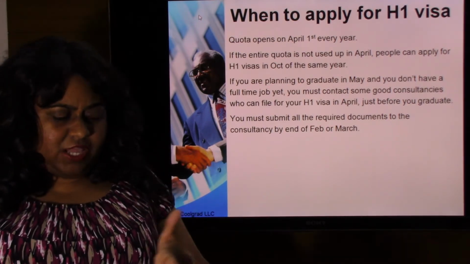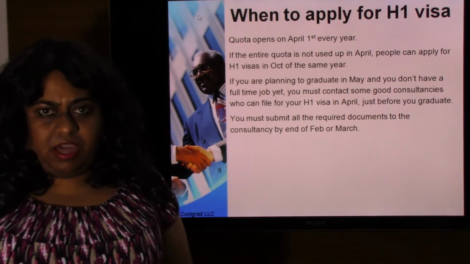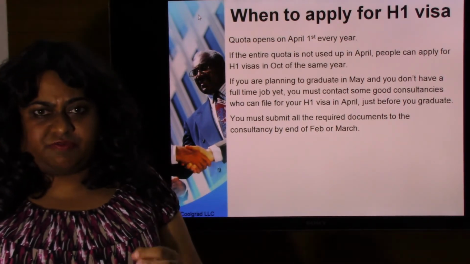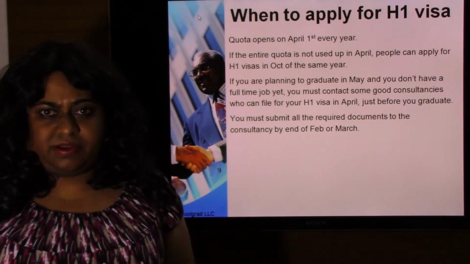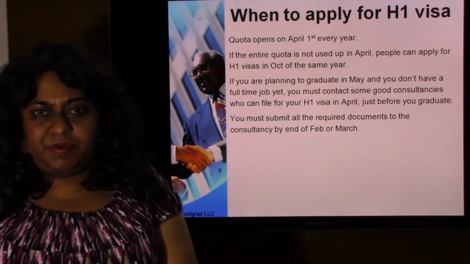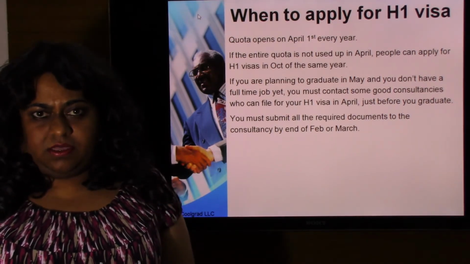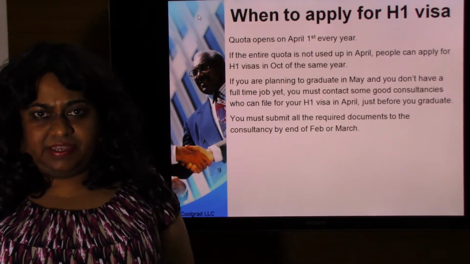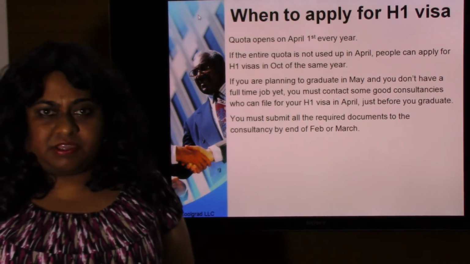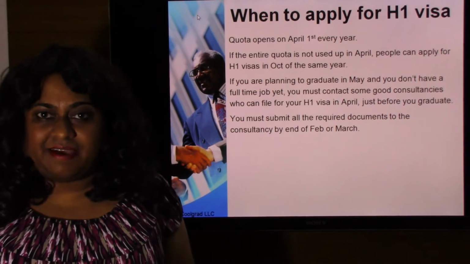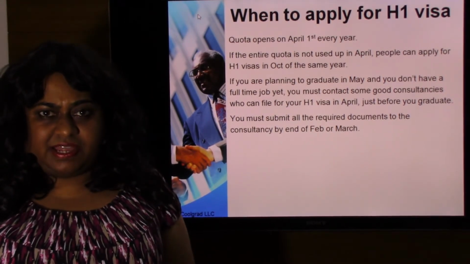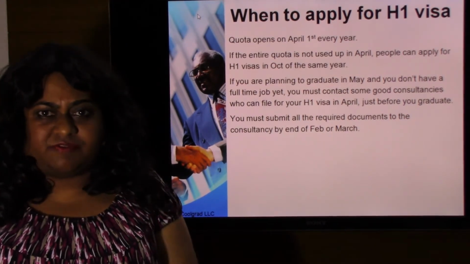If you're planning to graduate in May and you don't yet have a job, what you could do is find some consultancy to apply for an H1 visa on April 1st, even before you graduate. By the time your visa is approved and stamped, it will be October before you can start working, and until then you can be on OPT. If you get a really nice job offer at Microsoft or some other top-notch company, you can tell them you already have an H1 visa and you can transfer it to that company. Isn't that better than telling them, no, I don't have a visa and you have to sponsor a visa for me?